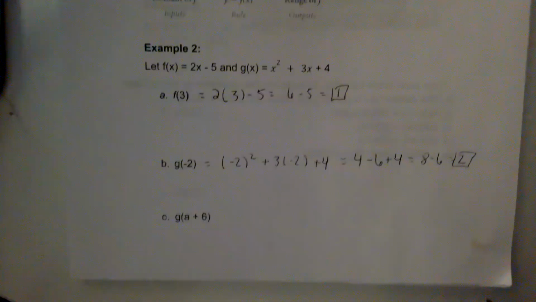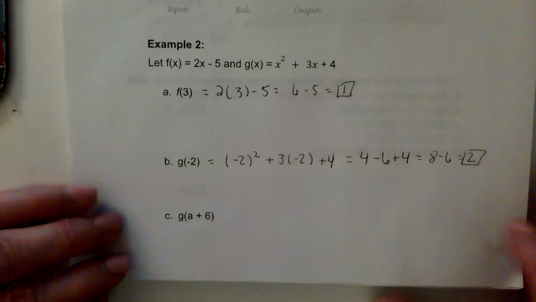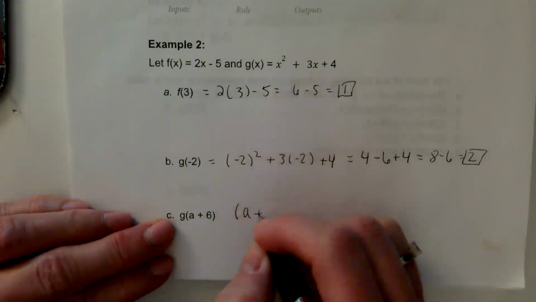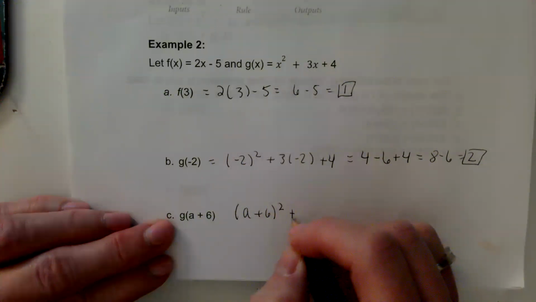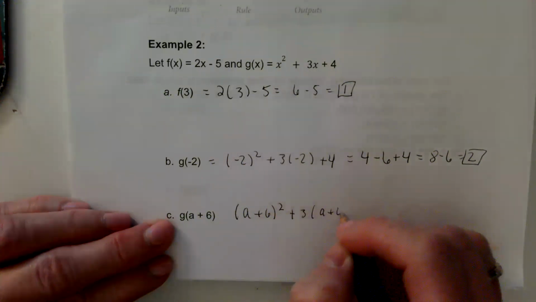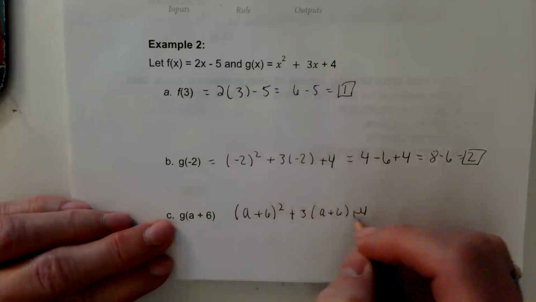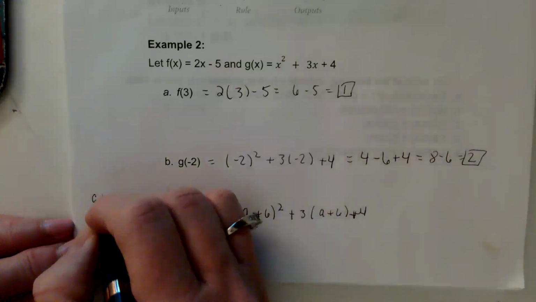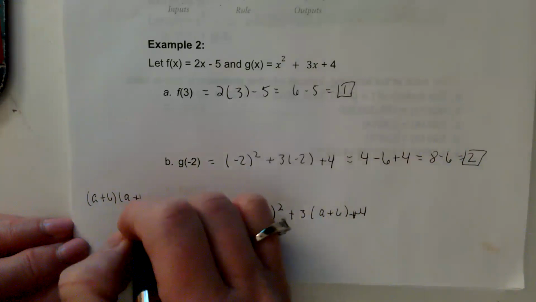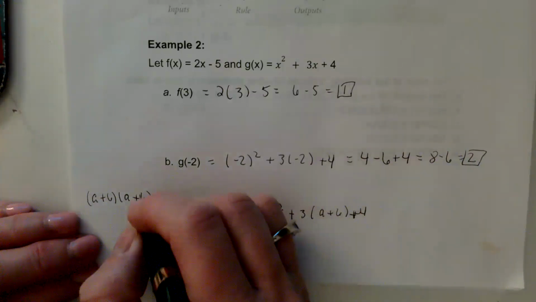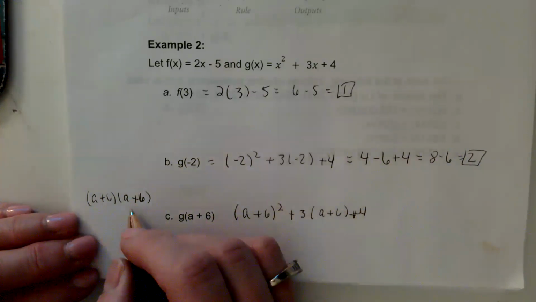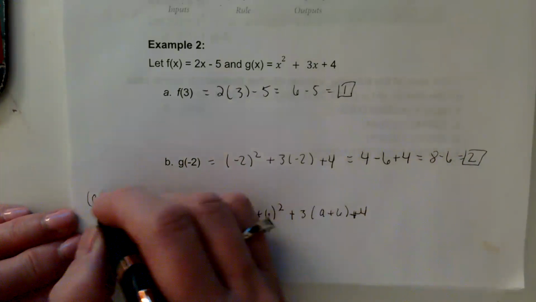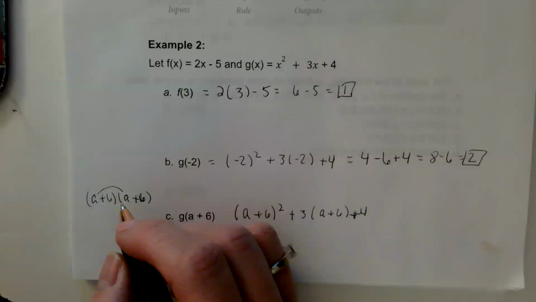Letter C says evaluate g at a plus 6. So that means all of a plus 6 goes in for x. So I have to take a plus 6 and square that, plus 3 times a plus 6, plus 4. Off to the side, I'm going to do a plus 6 times a plus 6, because we have to remember that a squared means that we're taking what's in the parentheses and multiplying by itself. This is not just a squared plus 6 squared, it's actually having to FOIL. Remember our first, outside, inside, and last.